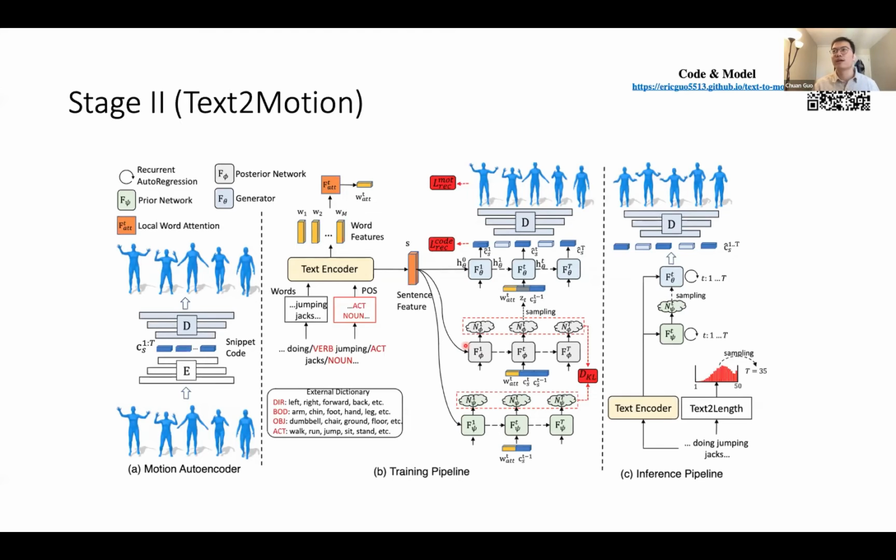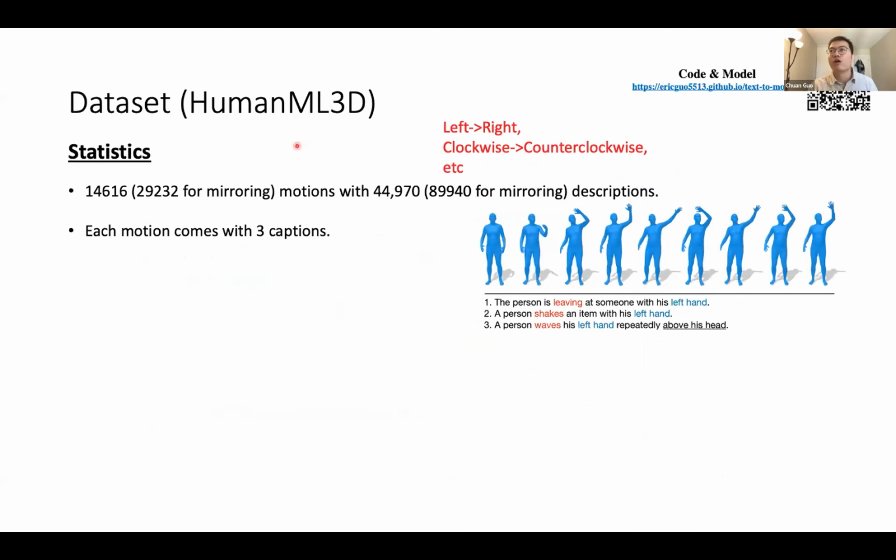There's another practical problem to do with this. As we say, before our work there was no such big data set for this task. Usually there's only one, but that's relatively small. So in our work, we annotated a large data set, so far the largest and also the most diverse, called HumanML3D. There are around 15,000 human motions in this data set, and each motion comes with 3 captions, so we have around 45,000 textual descriptions.